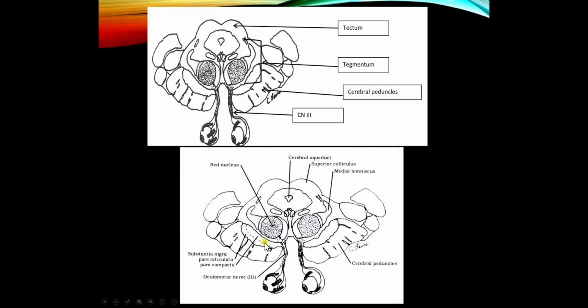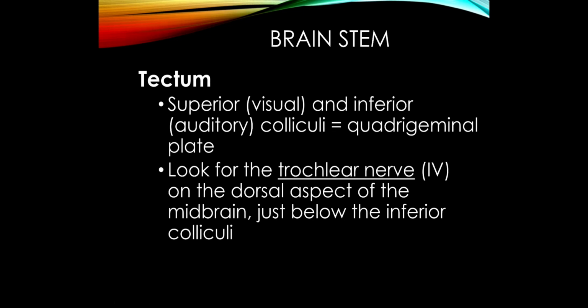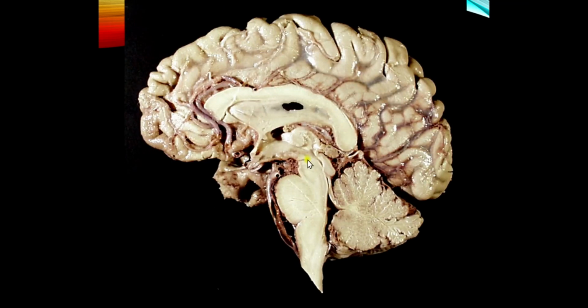Here is the substantia nigra, labeled over here, and the red nuclei. Here's the cerebral aqueduct. Now we'll come to the dorsal aspect of the midbrain. That area is called the tectum, or sometimes the quadrigeminal plate, because there are four very obvious large bumps on the tectum. These are called the superior and inferior colliculi. The tectum is this area back here. This is the superior colliculus, and this is the inferior colliculus.